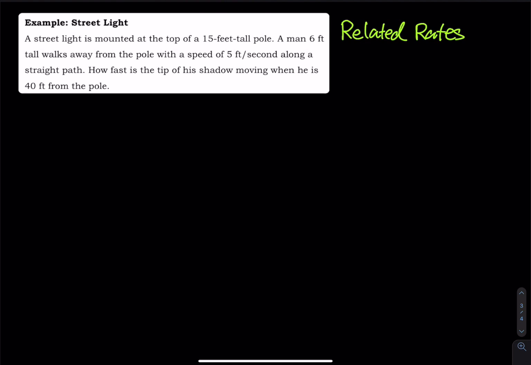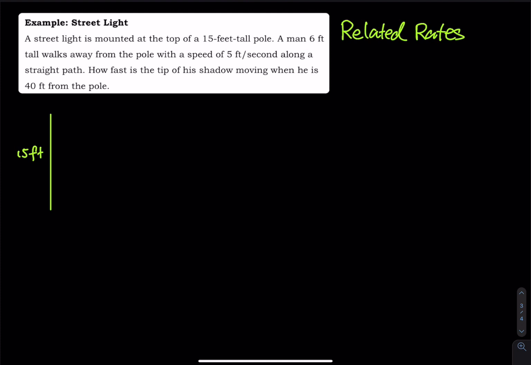So first we draw a pole. So this is a pole that is vertical. The pole is 15 feet tall, and then a man 6 feet tall walks away from the pole. So I assume that the man is moving to the right hand side.